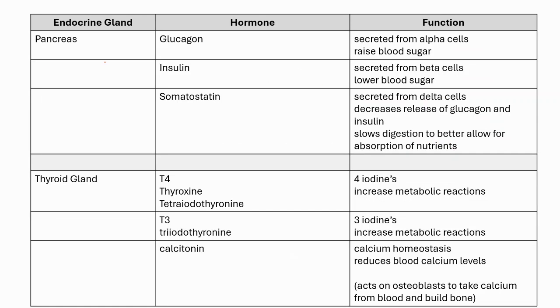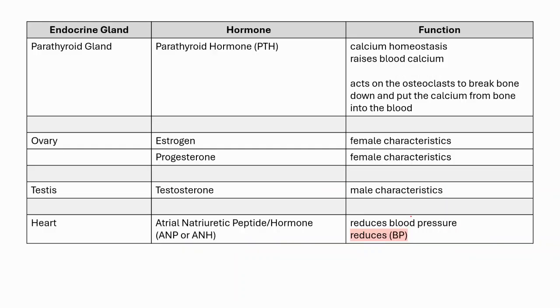Thyroid gland. So we talked briefly about these two metabolic hormones right here. Yes, it secretes calcitonin, but that's calcium homeostasis. T4, also known as thyroxine, also known as tetraiodothyronine. T3, also known as triiodothyronine. And some key characteristics here is T4 contains 4 iodines, where T3 contains 3 iodines.